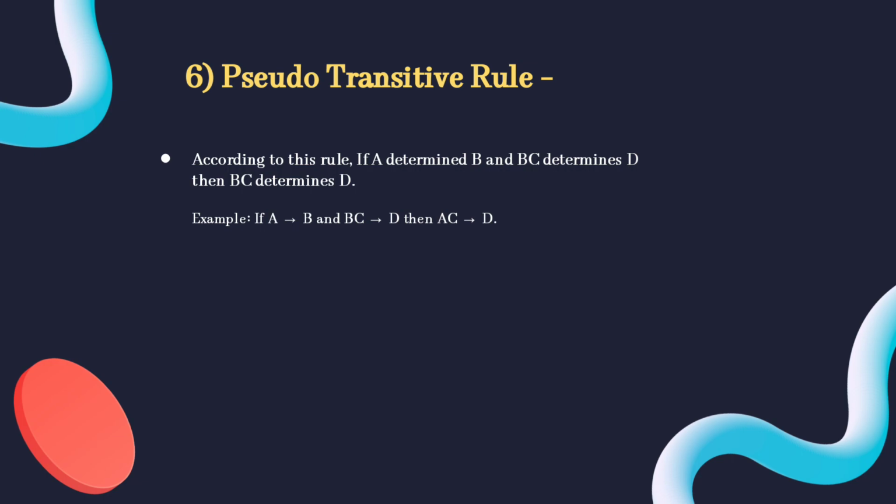Sixth rule is our last rule, which is the pseudo-transitive rule. The pseudo-transitive rule is like a detective that helps us find hidden connections between the data. For example, if A determines B and BC determines D, then AC determines D.